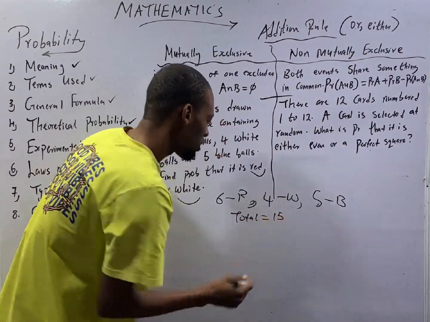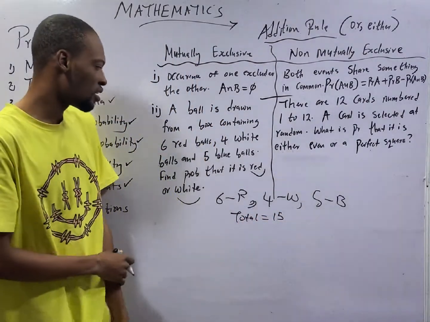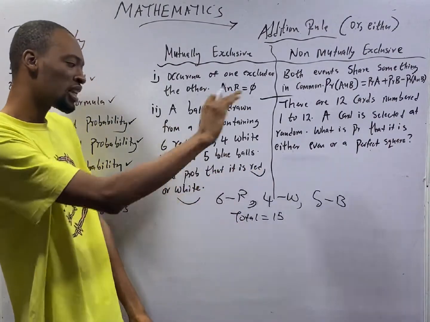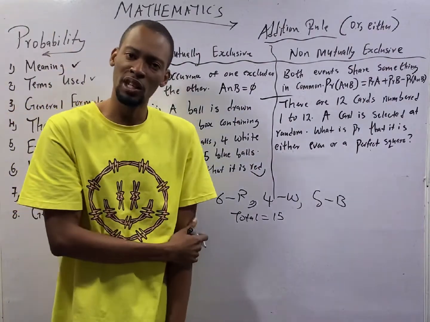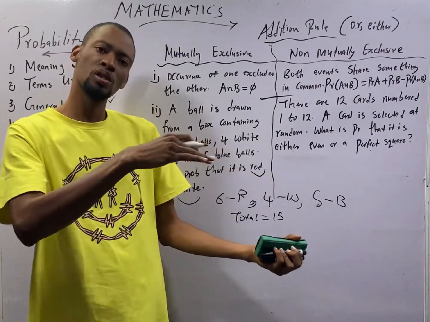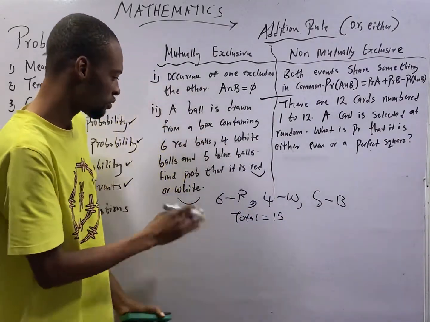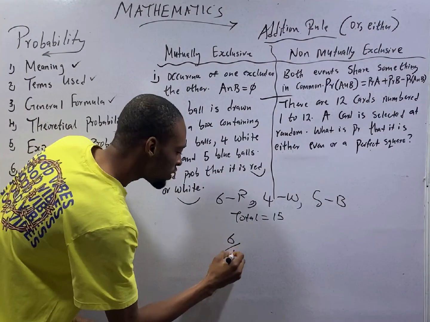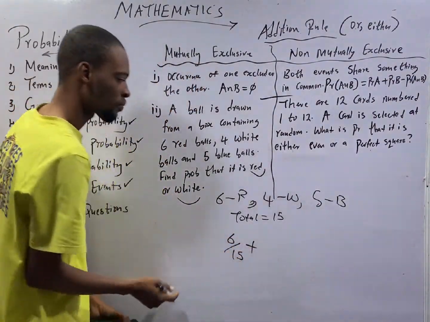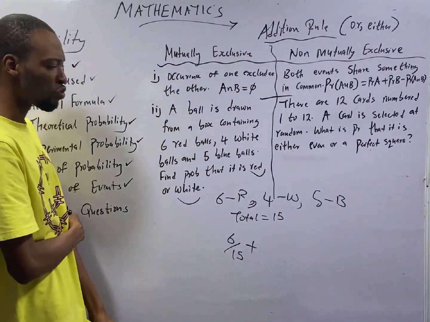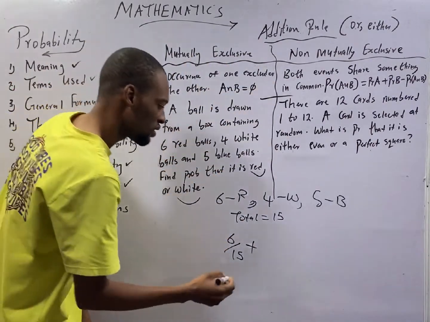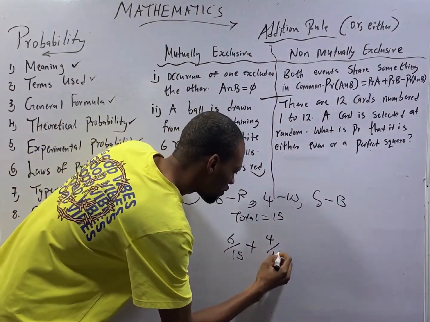is equal to 15. If total is 15, the probability of red is the number of red divided by the total number. Remember the general formula: the desirable outcome over the total possible outcome. So for red, probability is 6 over 15. Or white, plus. For white, probability of white is the number of white balls, 4, over the total number of balls, 15. That is 4 over 15.